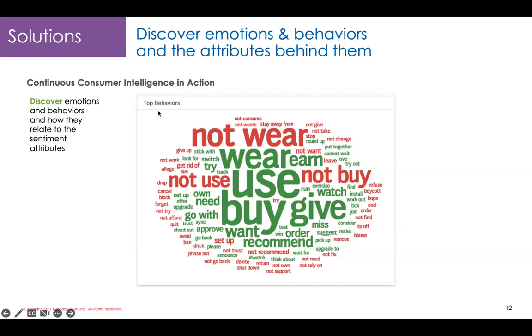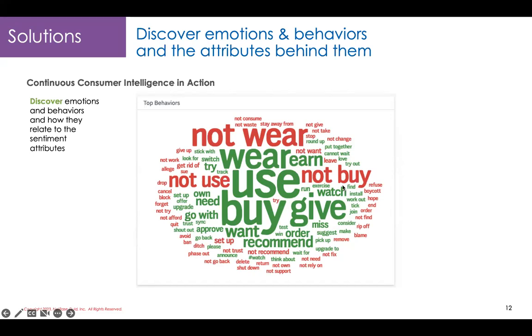This is the top behavior we have identified from the data available from social media, as well as forums and reviews for Fitbit as a brand. As you can see, there are top behaviors. From a positive side, people like to wear and use it, and they are buying. But there are behaviors mentioning not wear and not buy. If you look into the emotions or attributes behind each of them, that will give you an idea where this is coming from.